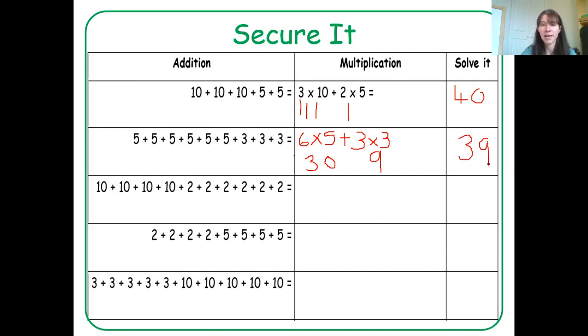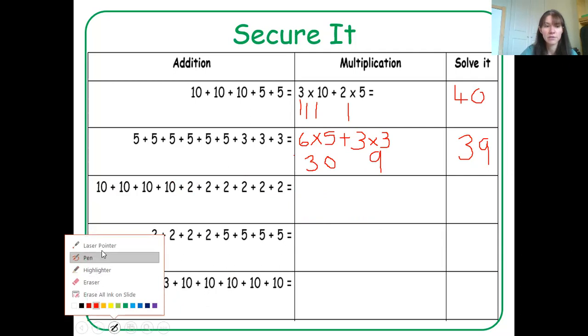Well done. Okay, so this time I'm going to leave you to have a go at the rest if you think you can do it. If not, as I said before, don't worry, go back and try some more of those other activities. But work your way through, group the numbers first of all, work out both parts and then put them back together for what you have all together at the end. Okay, and that's our secure it for today.